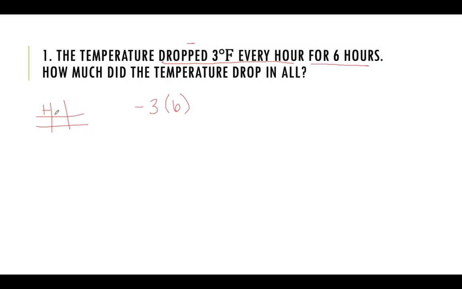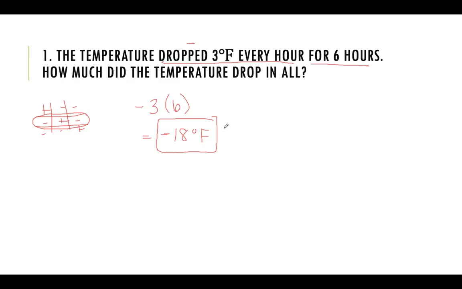So what we need to do is maybe sketch out a quick tic-tac-toe board. Remember, positives go down the diagonal, and everything else gets filled in with negatives. So if we look at this problem, we have this situation right here. We have a negative times a positive, which means we need to get a negative answer. And then we just have to multiply. 3 times 6 is 18. However, if we go back to the problem, it says how much did the temperature drop in all? Well, it dropped, or it went down, 18 degrees Fahrenheit, or negative 18 degrees Fahrenheit.